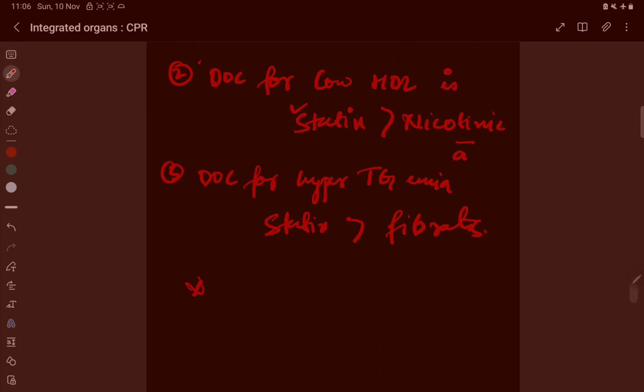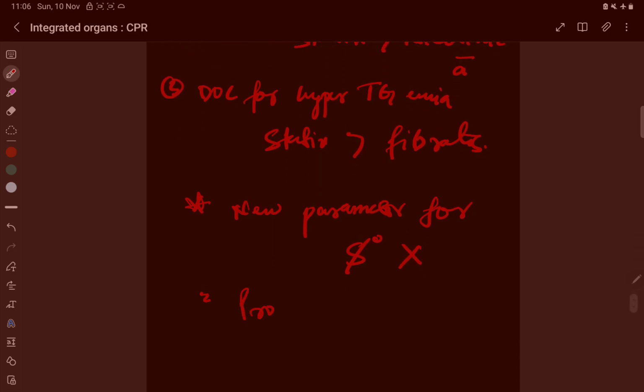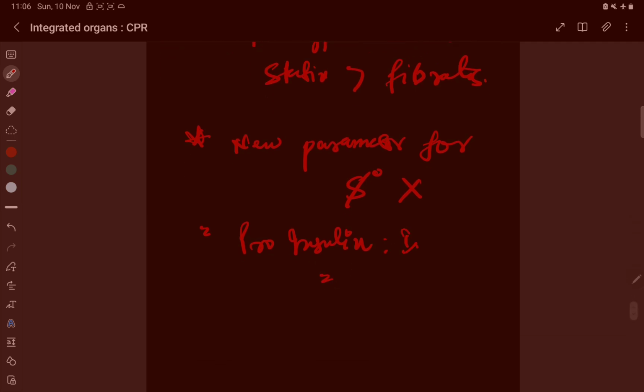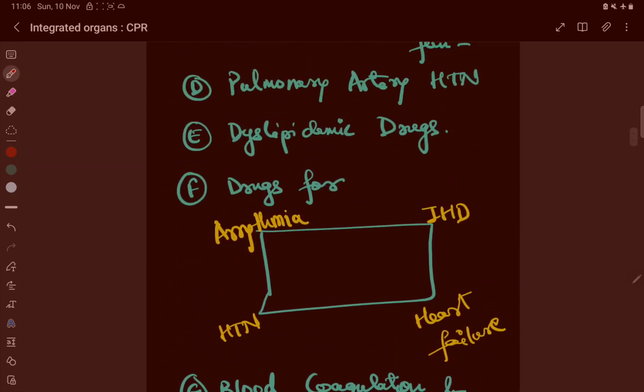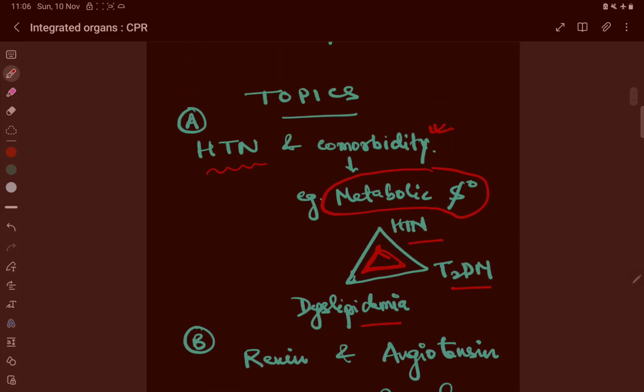Okay, so now very important, a new parameter for syndrome X is proinsulin, where the proinsulin to insulin level is more than 18%, that is, 18 by 100. So if there is proinsulin 18 and insulin 100, okay, anything more than this is considered to be syndrome X. So syndrome X basically means what? It means hypertension, diabetes and dyslipidemia. Okay, so this is a triad of this.